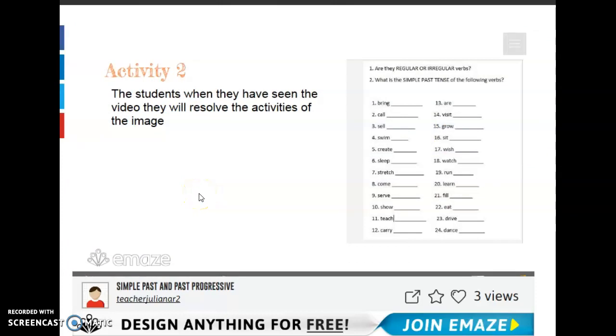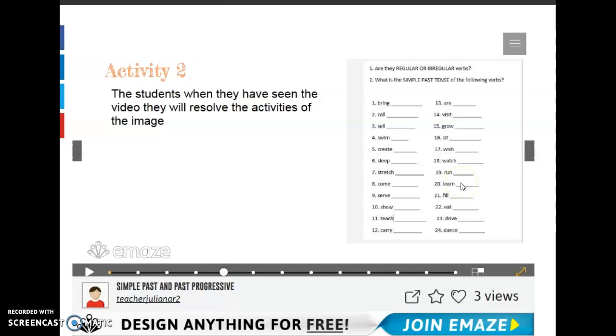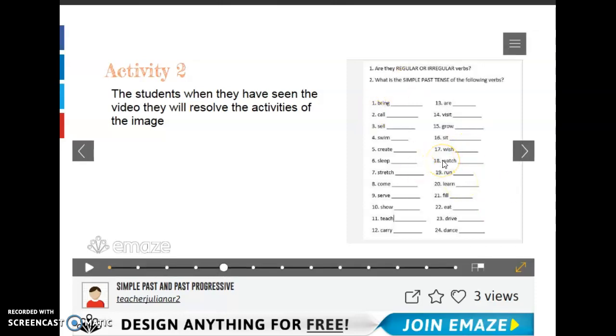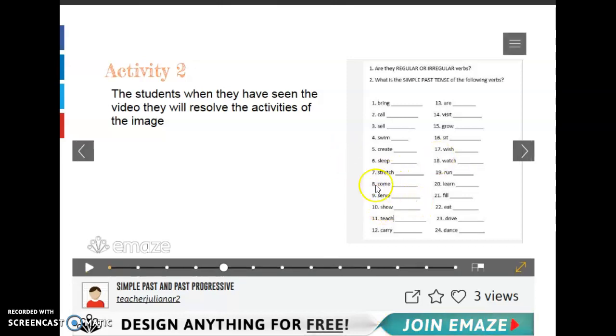This is activity number 2. The student will practice the concept of regular and irregular verbs. For example, in this activity, they have seen the last video and they will resolve the activity. There are 24 verbs in present tense, and the student must write them in past: bring, call, sell, swing, create, sleep.